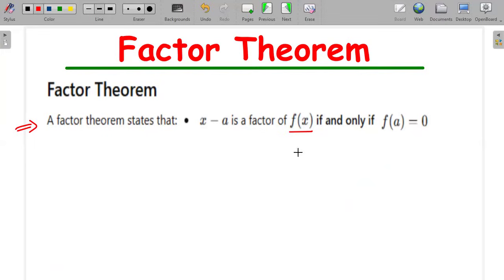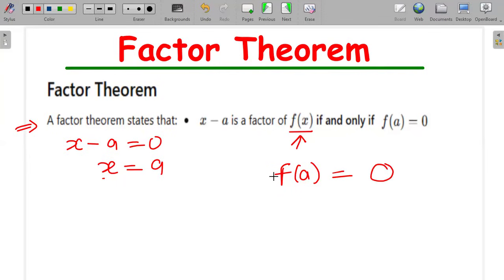What is happening here is basically the same. Whatever you are saying is your factor, x minus a, you're going to equate it to 0 and then solve for x. So that will be x is equal to a. And then if it is a factor of f of x, then f of a, when I replace this x with the a, because they are equal, it should be equal to what? To 0. That's what it means. So x minus a is a factor of f of x if and only if f of a is equal to 0.